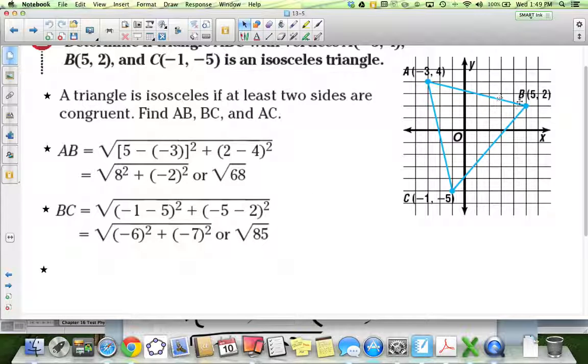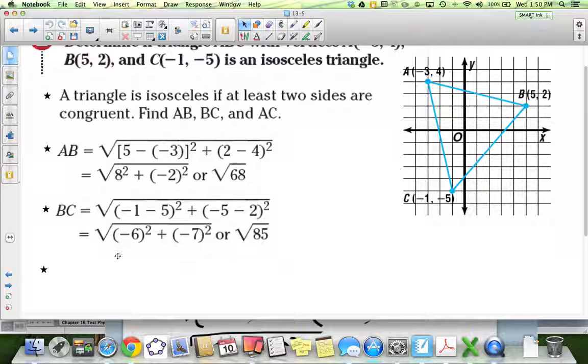So for BC, if you notice, do the same thing. Get this point and this point right there. Those 2 points now are correct. You now have negative 6 squared plus negative 7 squared, or radical 85.